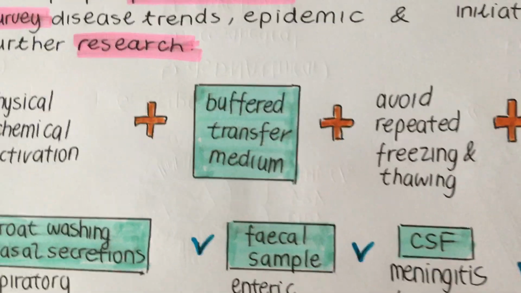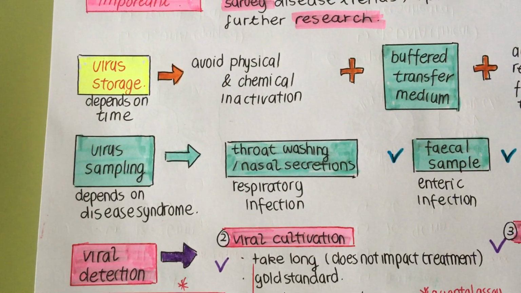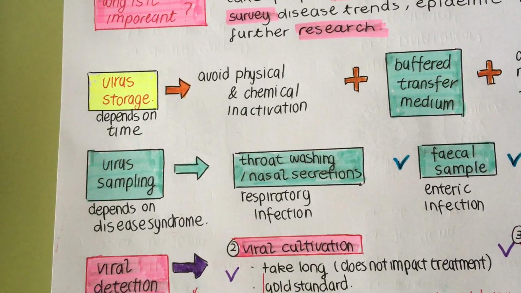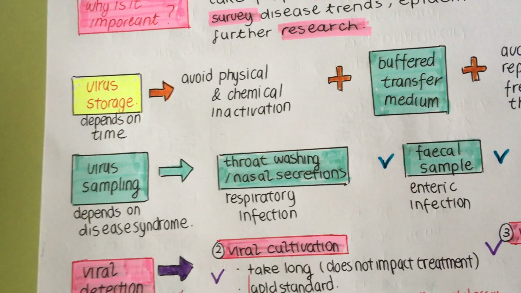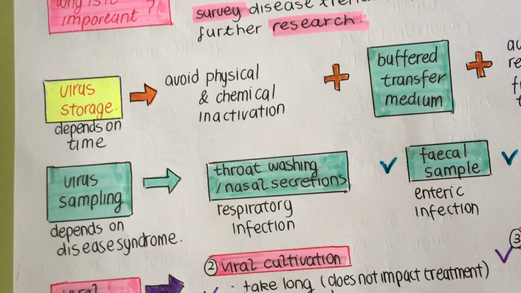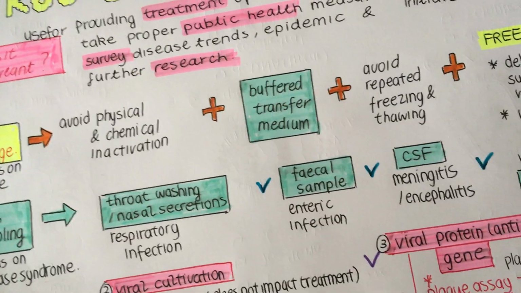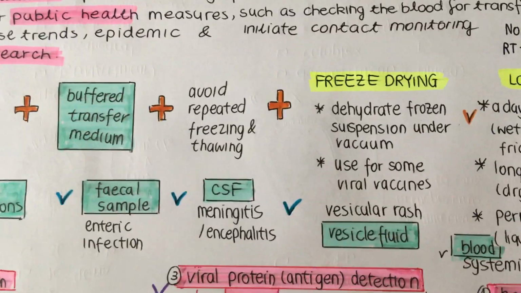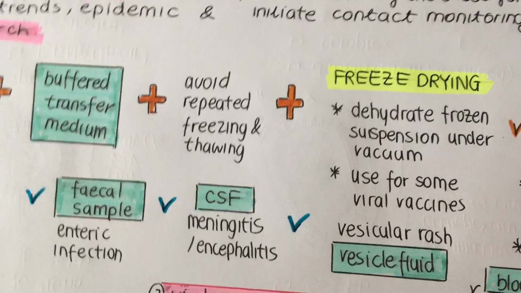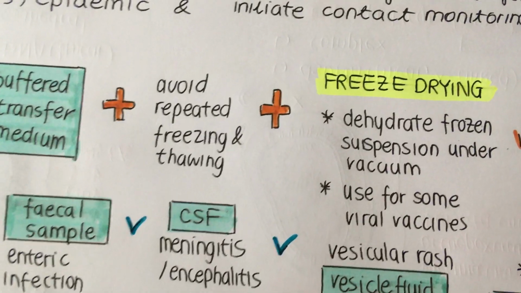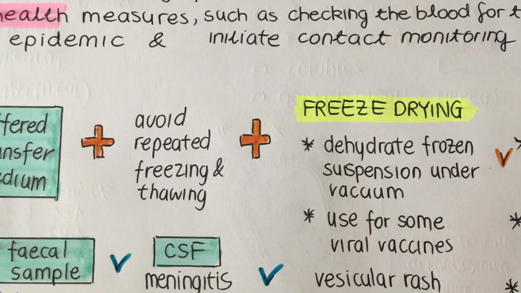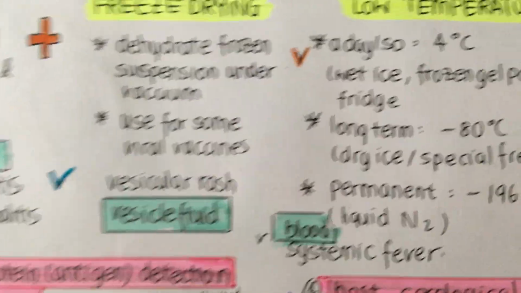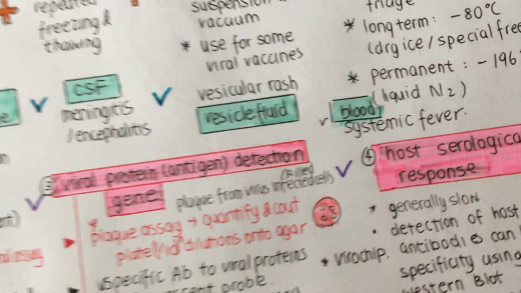To gain access to these virus samples, you would have to know what disease syndrome it causes so you know where to take it from. So if you are having a respiratory infection, you're looking at something like a throat wash or nasal secretion. If it is an enteric or stomach infection, you're looking at fecal samples. If it is something like meningitis or encephalitis, you're looking at the cerebrospinal fluid. If it is a vesicular rash, you're looking at vesicle fluid. And if it is something like systemic fever, you're probably going to take their blood.